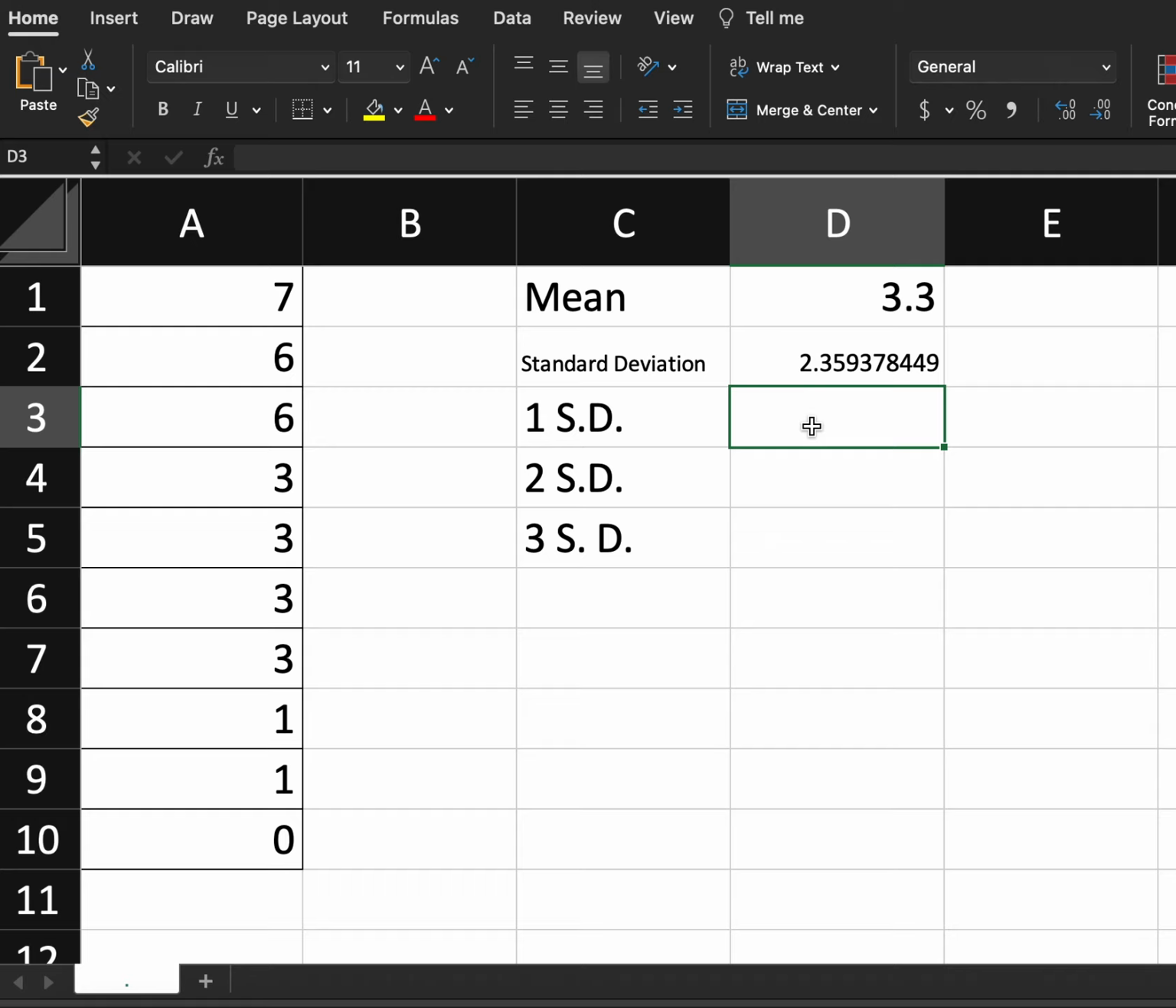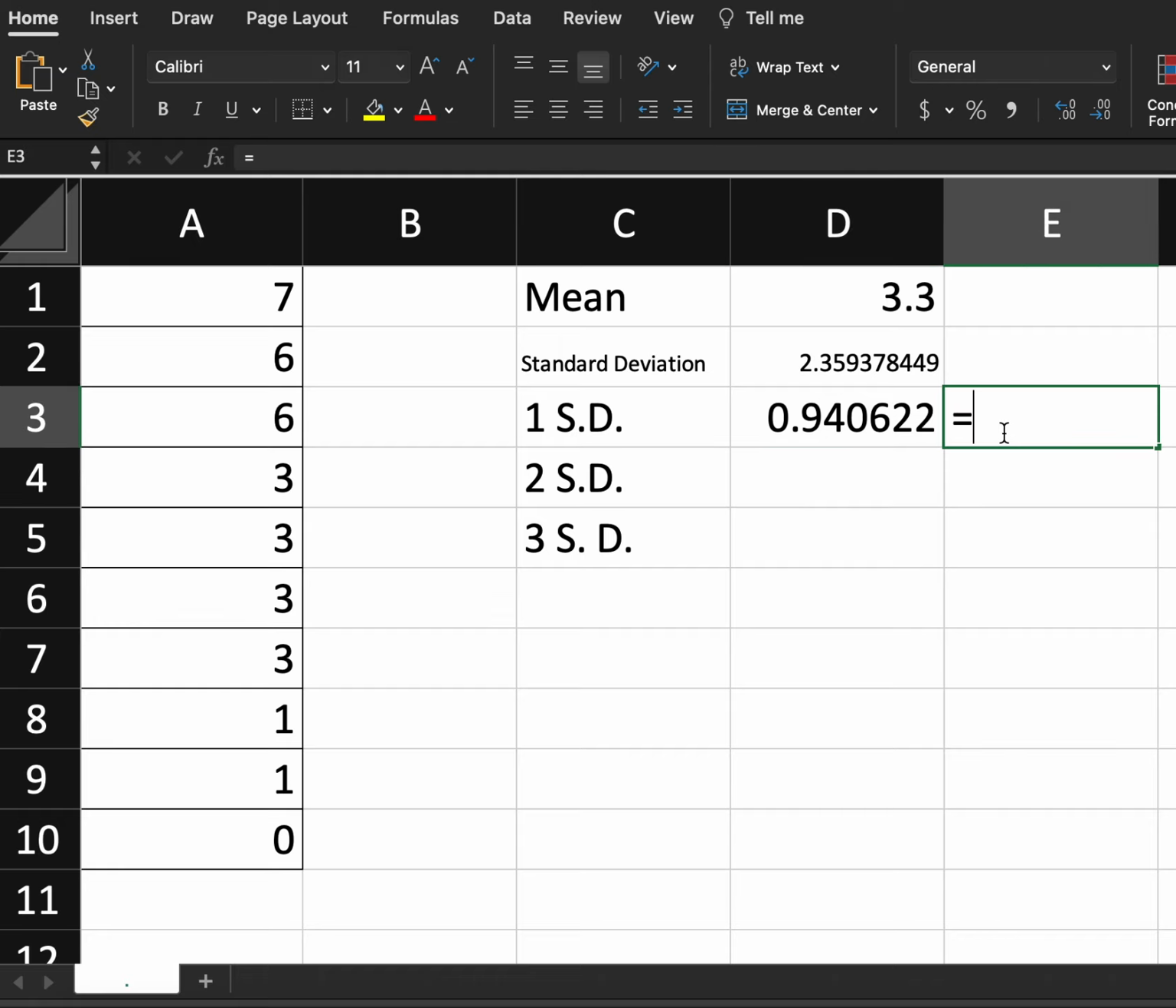The easiest way that we could do it is just hit equal sign and then the mean minus standard deviation. So for this example, we just want data greater than 0.94, and we can hit equal sign, mean plus standard deviation. So any data that lies between these two values, that is the frequency in which it's within 1 standard deviation.